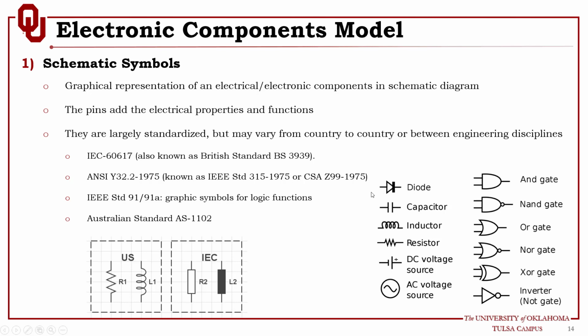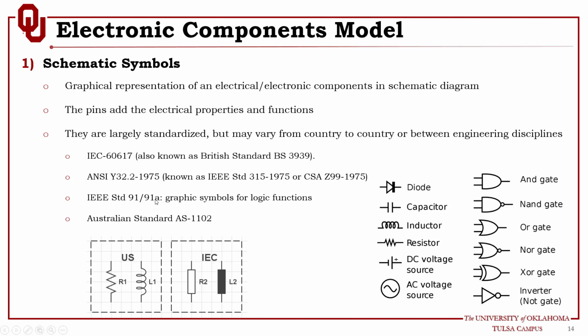These symbols are legally standardized by many different standards across the world. The first one is the IEC, the International Electrotechnical Commission, also known as British Standard 60617. If you search for this one, it's not free, you need to pay for it, but this is one of the standards in Europe. Also the ANSI standard, known also as IEEE standard 315.